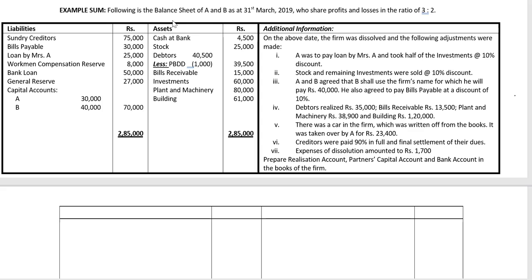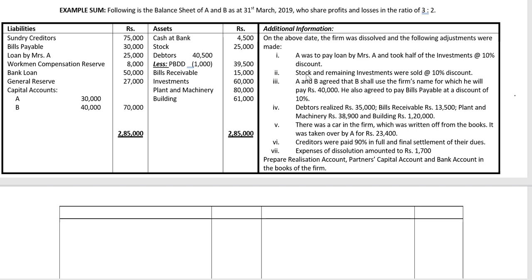Following is a balance sheet of A and B as at 31st March 2019, who share profits and losses in the ratio of 3:2. To the left of the screen, we have the balance sheet given, and on the right, additional information. On the above date, the firm was dissolved and the following adjustments were made.